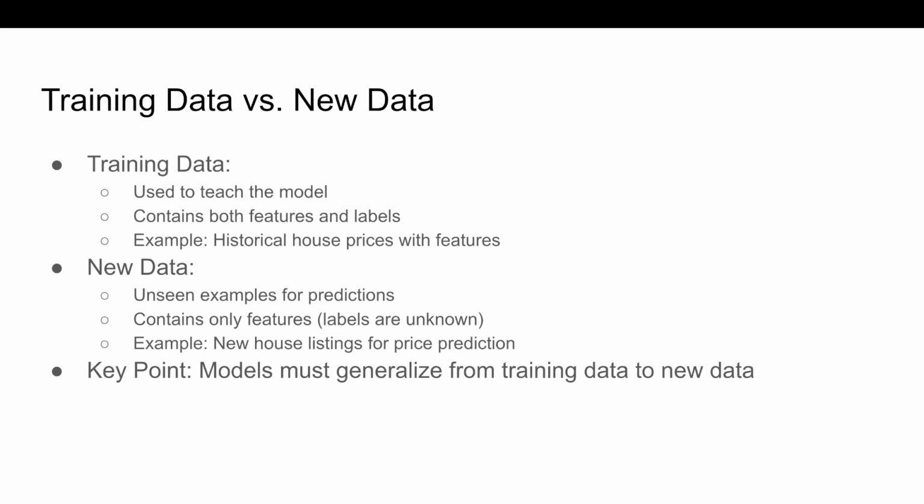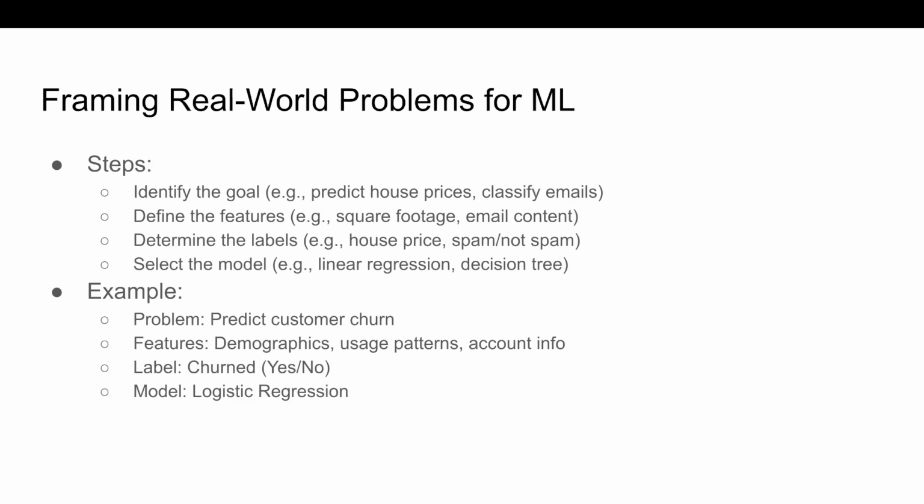A model that performs perfectly on training data but poorly on new data is said to overfit. It has memorized the training examples rather than learning generalizable patterns. To avoid this, we use techniques like cross-validation and regularization to ensure the model performs well on both training and new data.